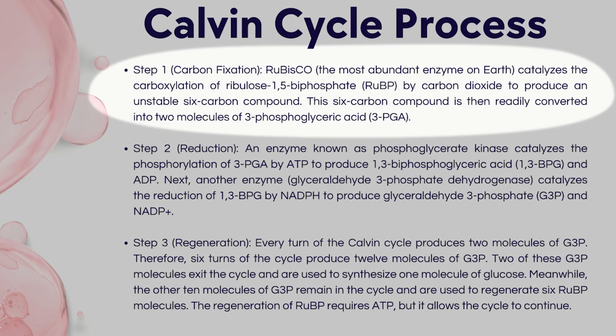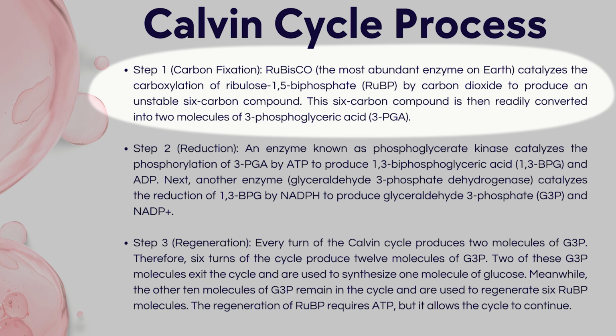So next is the Calvin cycle process. The first step is carbon fixation. Rubisco, or ribulose bisphosphate carboxylase oxygenase, is the most abundant enzyme on Earth. It catalyzes the carboxylation of ribulose 1,5-bisphosphate, or RuBP, by carbon dioxide to produce an unstable 6-carbon compound. This 6-carbon compound is then readily converted into 2 molecules of 3-phosphoglyceric acid, or 3-PGA.